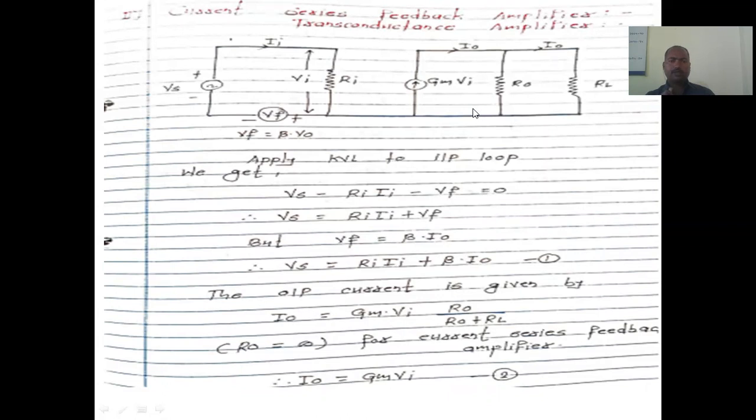Okay, we have discussed the current series feedback type of amplifier, right? In this configuration, we have applied Vs as the input voltage. Due to Vs being applied, there should be a flow of current, that is Ii, through Ri, right? So there should be generation of the input voltage, that is Vi.